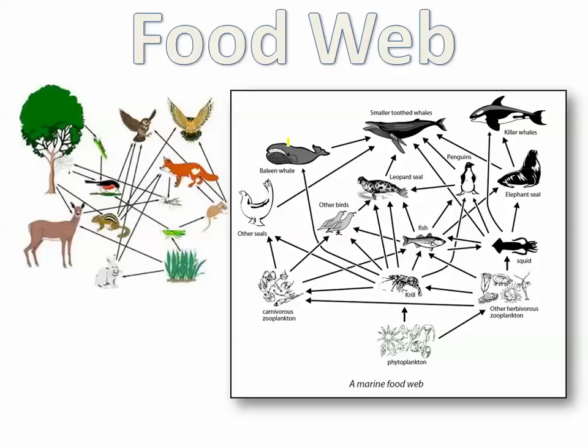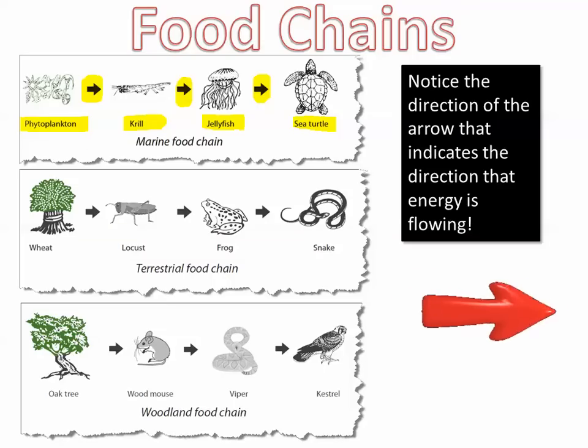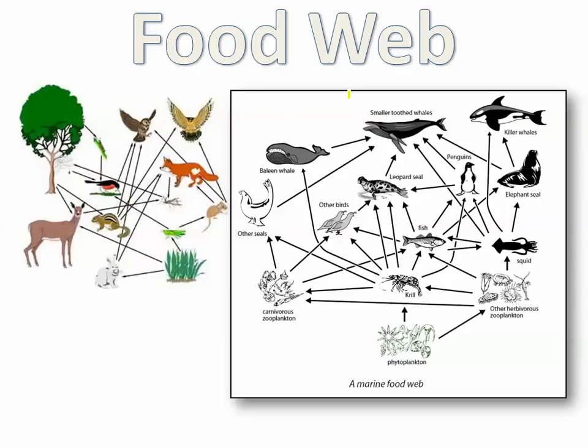Food webs just show more complex relationships between many different organisms at once. Food chain is a chain. There you go, see, chain, chain. Food web is a web. Look at all these complex arrows.